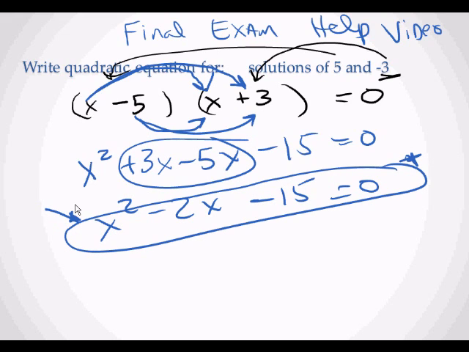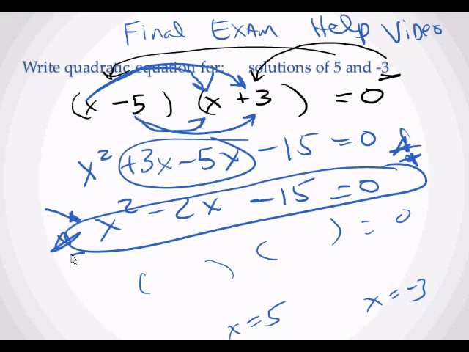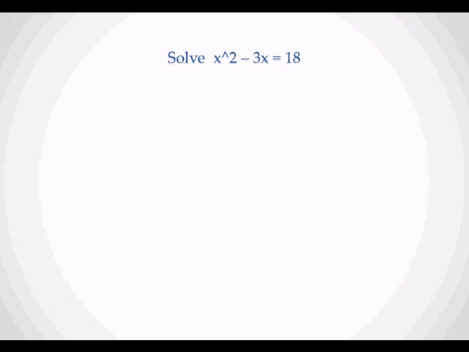Write the quadratic equation. Here it is, and 5 and -3 are our solutions. If I factor this one and solve for x, I would get x equals 5 and x equals -3. This is the solution right here, what they want. Okay, let's try the next problem.